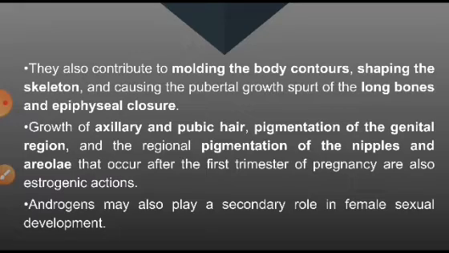Growth of axillary and pubic hair, pigmentation of the genital region, and the regional pigmentation of the nipples and areolae that occur after the first trimester of pregnancy are also estrogenic actions. So, now you can understand the detailing of the estrogenic actions, right? Everywhere the estrogen actions are very much visible. Androgens may also play a secondary role in female sexual development.